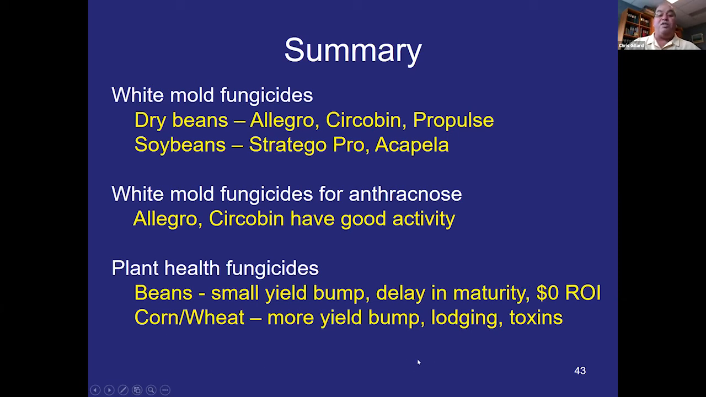For corn and wheat, yes, I think a bigger yield bump. We're getting better lodging and so more harvestable yield. And then there's the issue of toxins like DON. That is an important consideration for any grower.